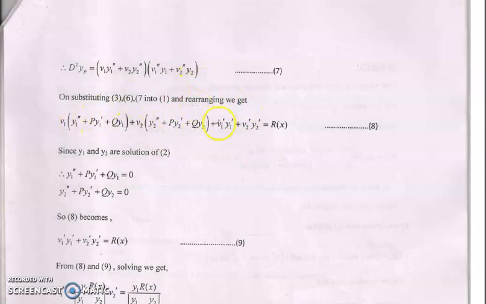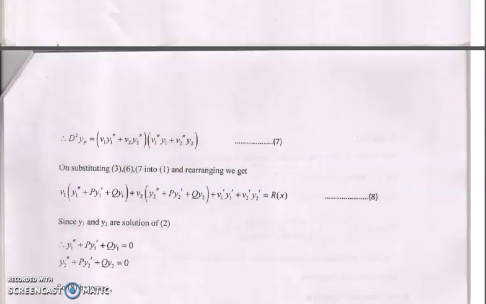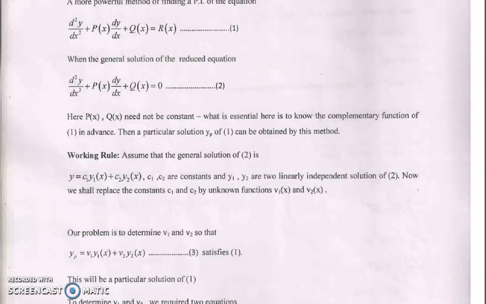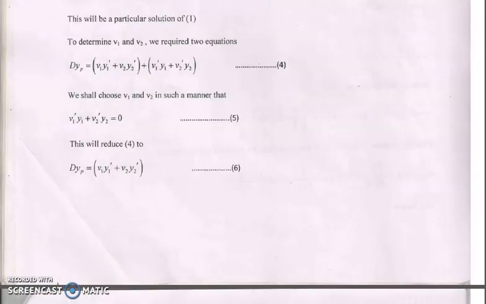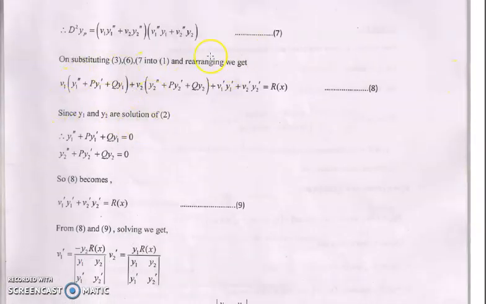Here we consider the v1, v2 terms and the remaining term equals rx. Since y1 and y2 are solutions of equation 2, they should satisfy this equation. That means d2y1 dx2 plus px dy1 dx plus qx equals 0. Similarly, d2y2 dx2 plus px dy2 dx plus qx equals 0. So this one should be 0, this one should be 0. The remaining portion is v1 dash y1 dash plus v2 dash y2 dash equals rx.